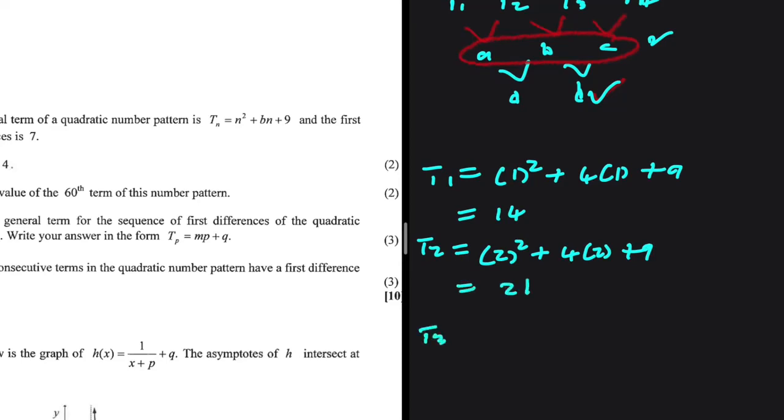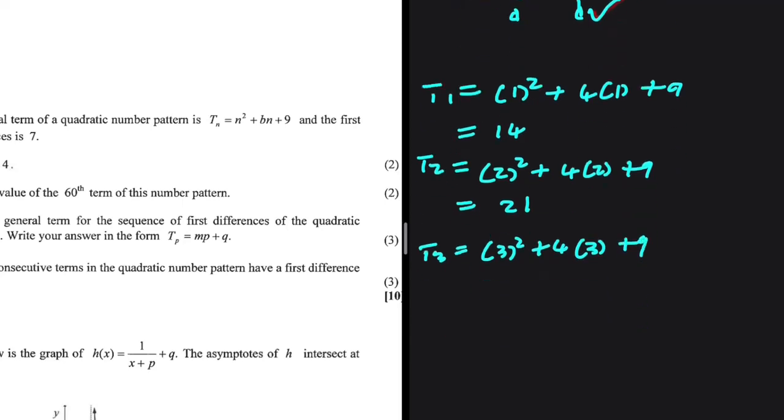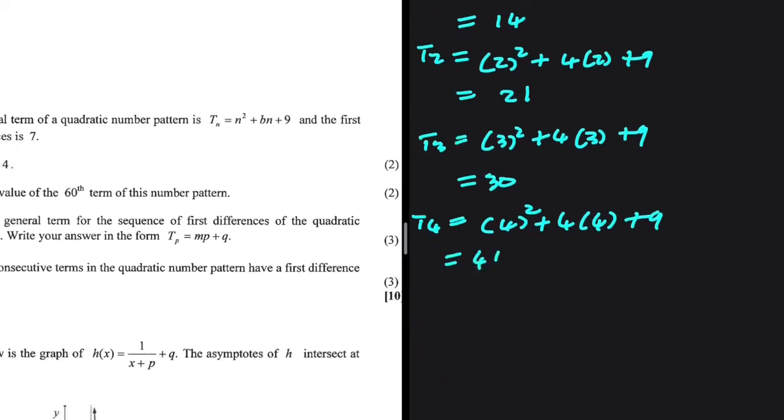And then T3 will be equals to 3 squared plus 4 multiplied by 3 plus 9, which is equals to 30. And lastly, T4 being equals to 4 squared plus 4 multiplied by 4 plus 9. So 16, 32, 41. So we have T4 being equals to 41. So we're going to have 14, 21, 30, and 41.